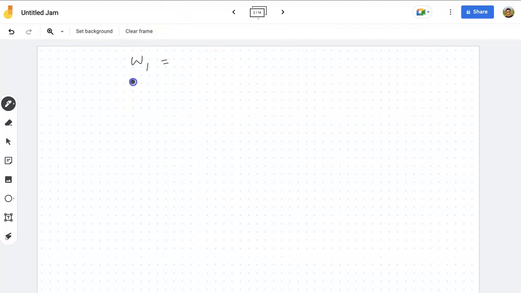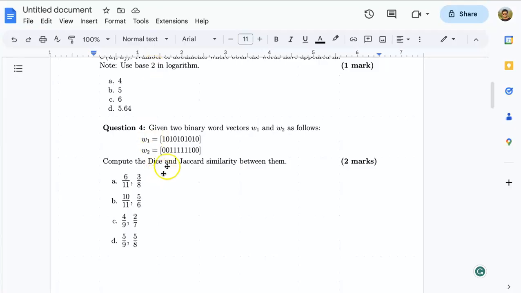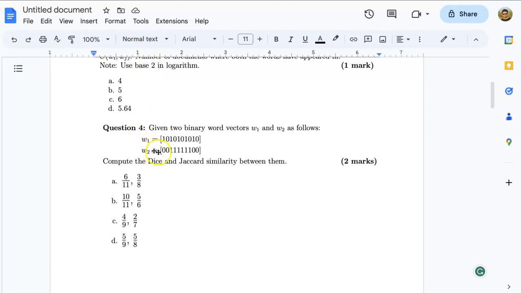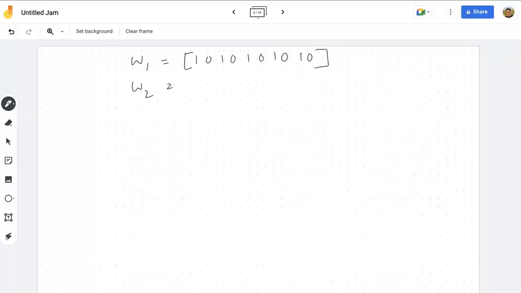W1 is 1 0 1 0 1 0 1 0 1 0, that is 1 0 five times. Okay, so it is 1 0 repeated five times. Now W2 is 0 0, then 6 times 1, then 0 0. So basically this is 0 0, 6 times 1, then double 0.